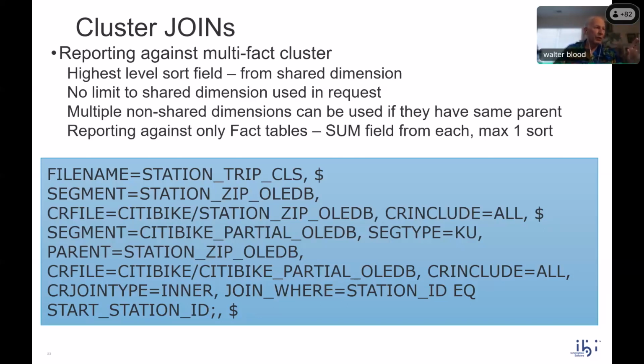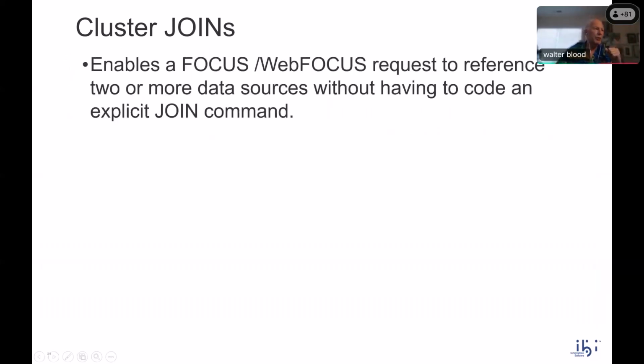What we want to be able to do is to work with the top and then traverse down. If we're working only with the fact tables, in other words, not the dimensions, we can sum from each, using a maximum of only a single field as a sort. All right, so there are limitations when you work with clusters. There are things that you can do and things that you can't do. They're actually designed initially, structurally, to handle stars and schemas like that.